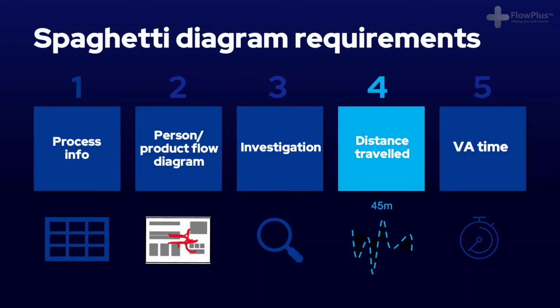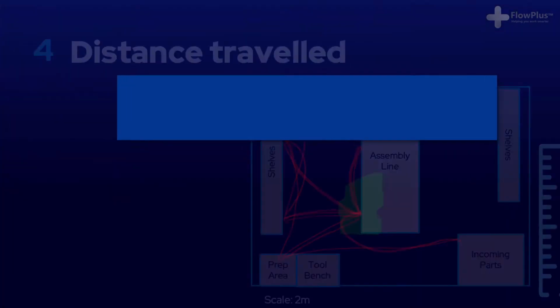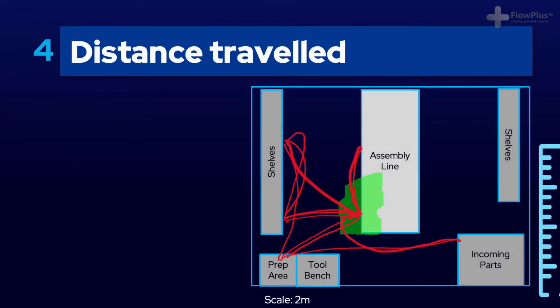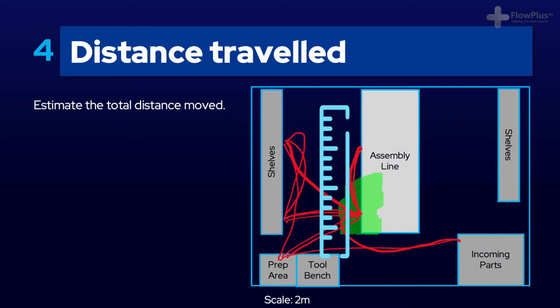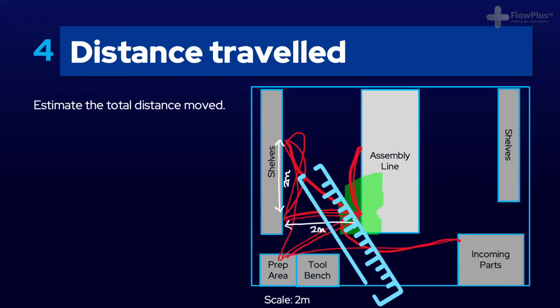The fourth part of the spaghetti diagram is where you record the total distance travelled throughout the observation. This information, in combination with part 5 of the spaghetti diagram, will provide data that will help prioritise improvement efforts after the analysis has been completed. There are two methods for recording this data.